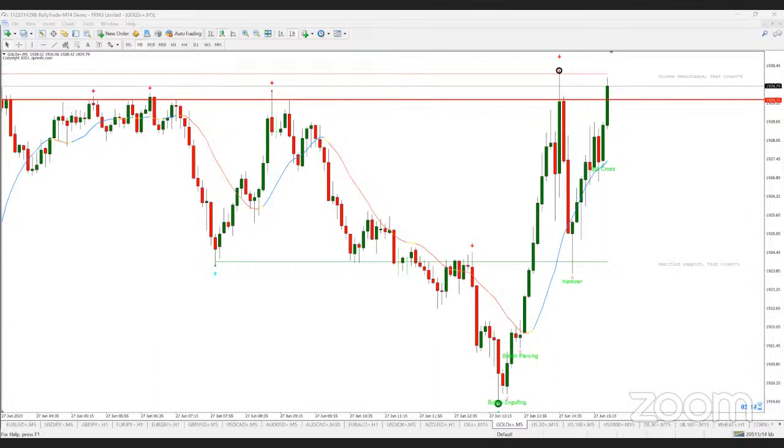Okay, so I said at the point where gold is, if you have not entered buy already, you should not enter buy again, because the market is going to be falling from this particular region because of this proven resistance.